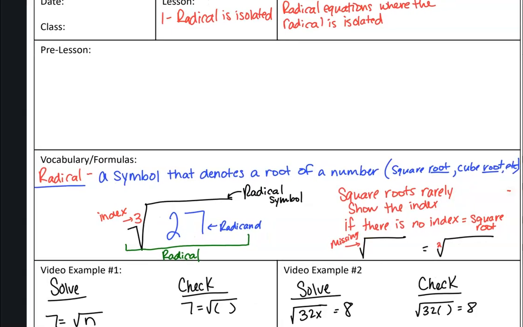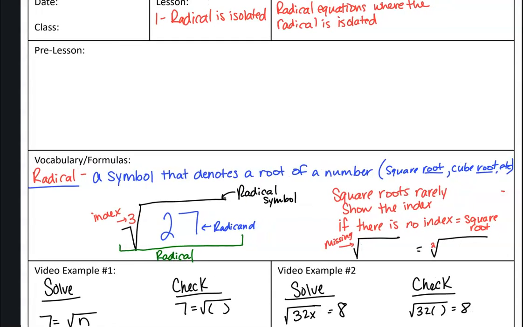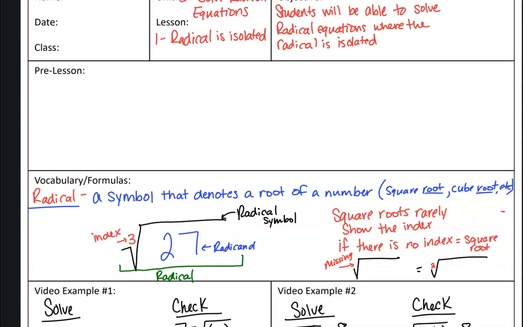What is a radical? A radical is a symbol that denotes a number, or denotes a root of a number. So for example, you'll hear us say square root, cube root, fourth root, fifth root, so on and so forth. This is what a radical looks like.